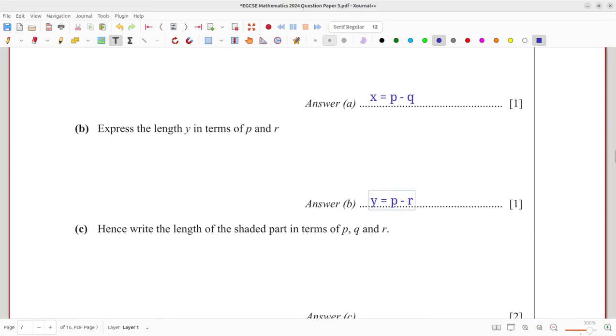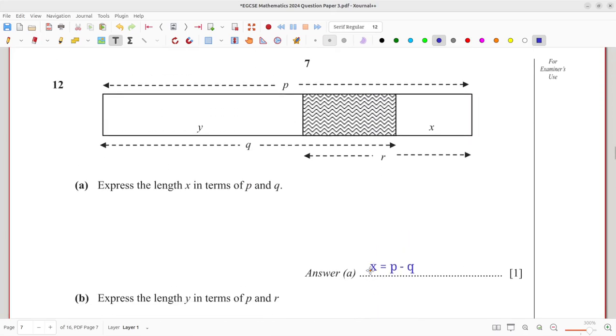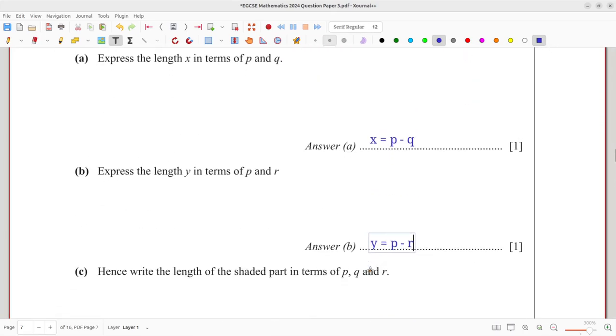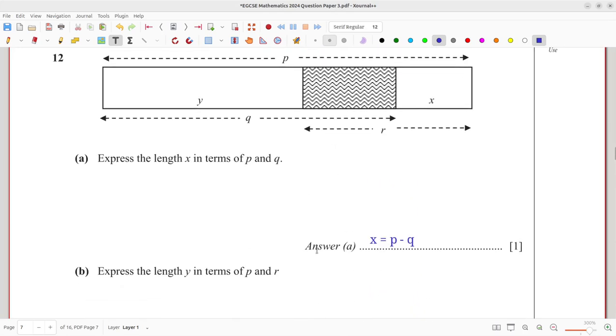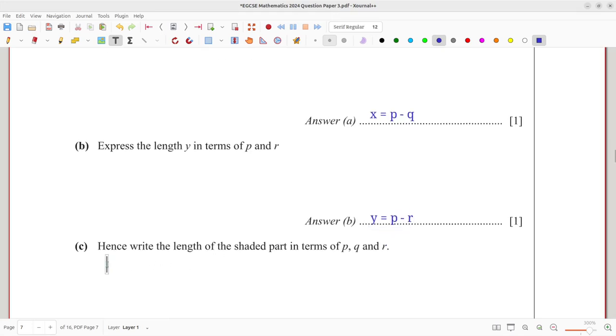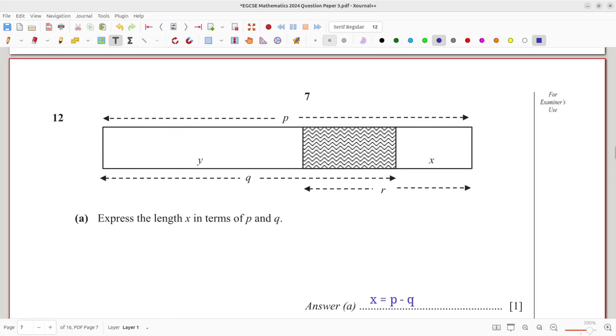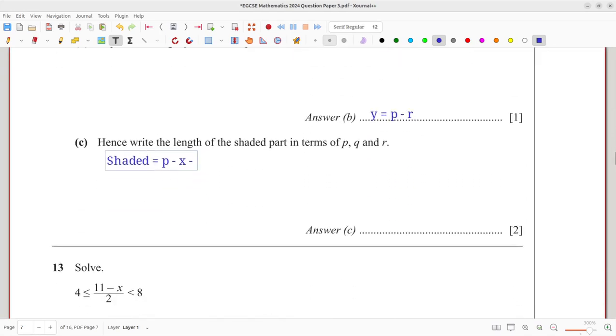Hence write down the length of the shaded region in terms of p, q and r. The shaded region is actually your p minus x minus y. So let's just write it like that. The shaded region is actually your p minus x minus y.